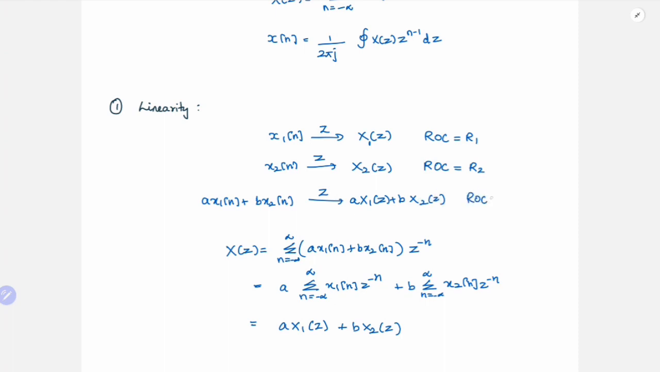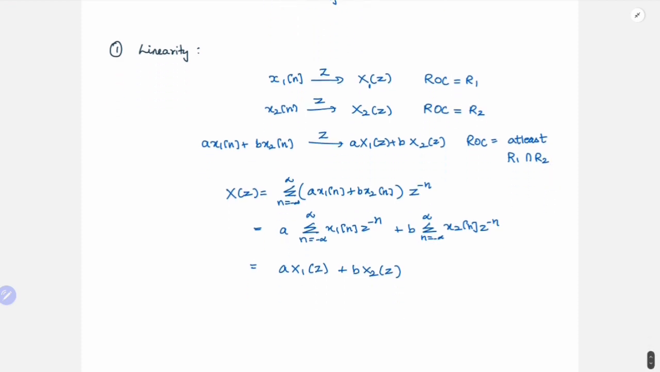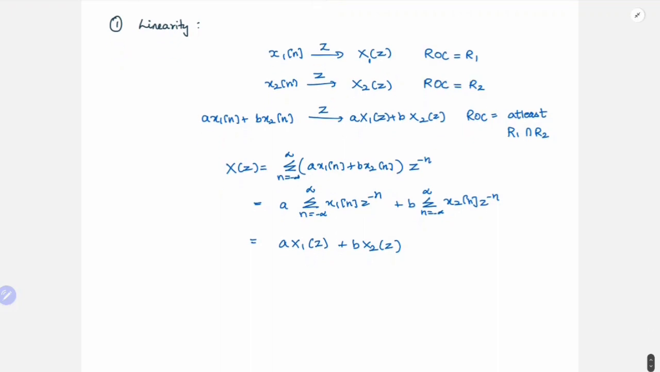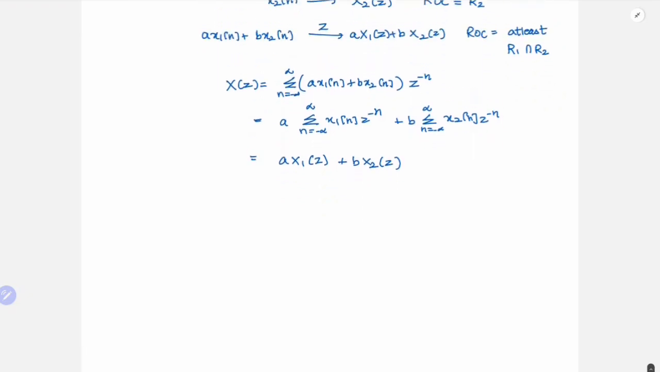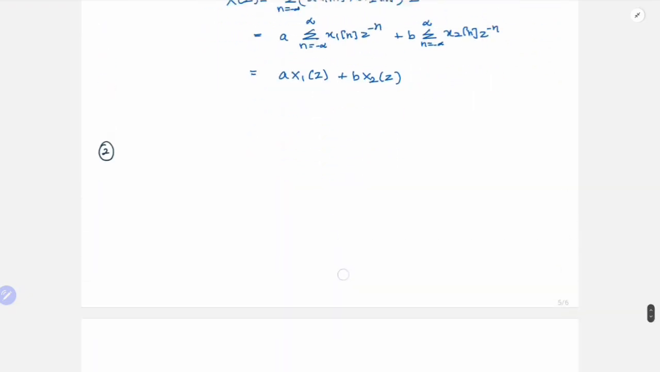And your ROC will be intersection of these both. Or in other ways, if there is some pole cancellation, then the ROC might also extend beyond them. So it should contain at least R1 intersection R2. Okay. So which means that if by chance there is a pole zero cancellation, then this might extend. Okay. So you can again think of simple examples. This we already discussed in the Laplace transform. So I'm moving on. So my next property will be time shifting property.